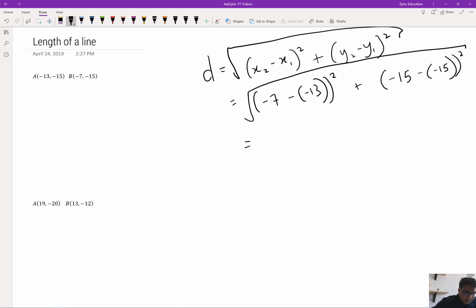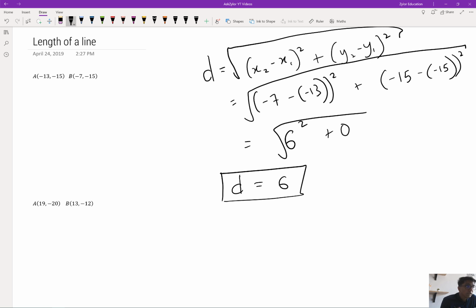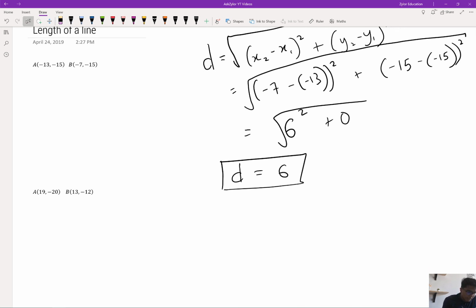So the x's end up being -7 plus 13, which simplifies to 6 squared, and the difference between -15 and -15 is just 0. So I have plus 0. So the square root of 6 squared is just going to be 6, so my distance is going to be just 6 units. Okay, so let's try another example.